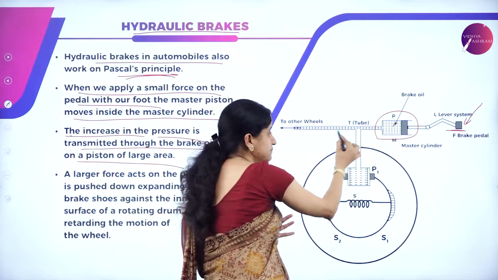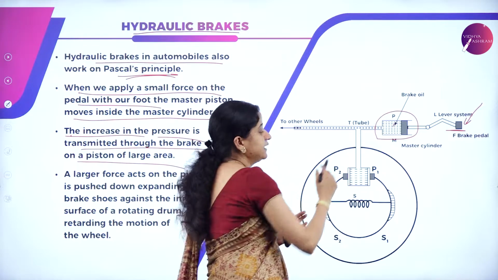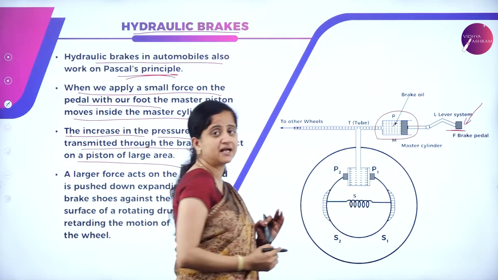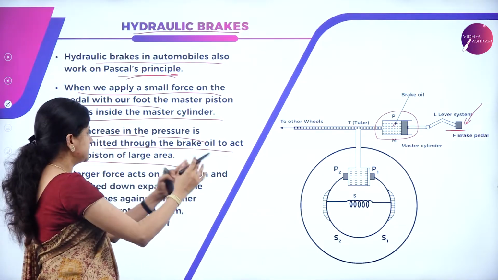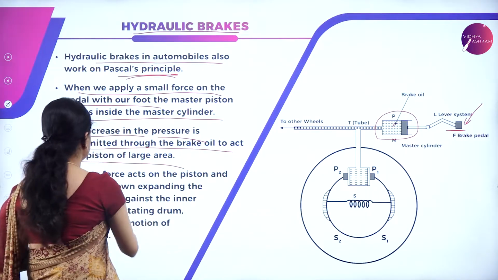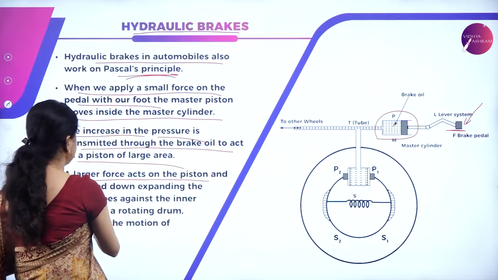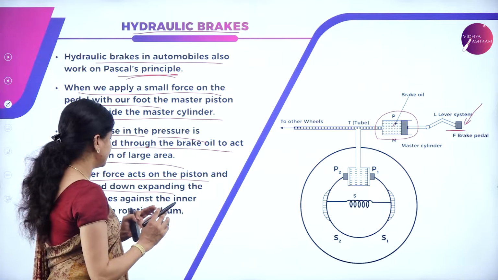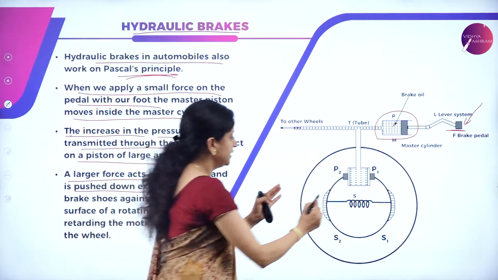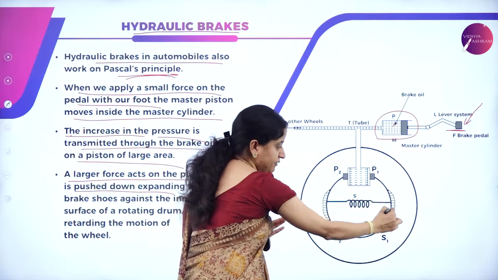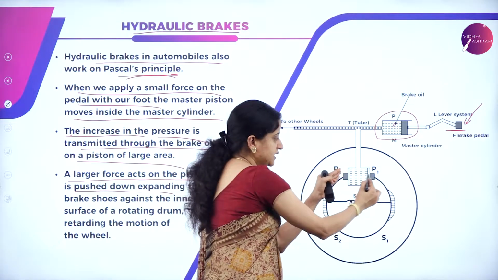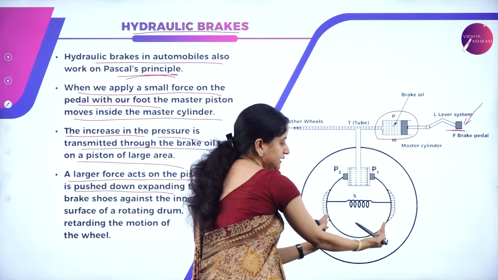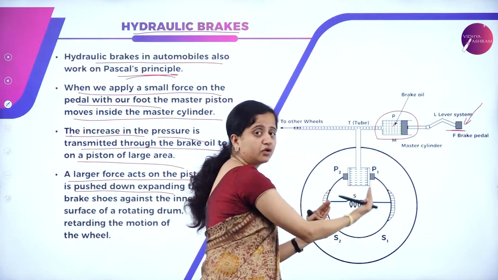So here the fluid is present, and the pressure in the fluid increases, which results in the action of this larger cylinder or piston of larger area. So a larger force acts on the piston and it is pushed down, expanding the brake shoes against the inner surface of the rotating drum. Here we have a rotating drum and brake shoes. Since the pressure here increases, this expands and stops the circular drum from rotating.